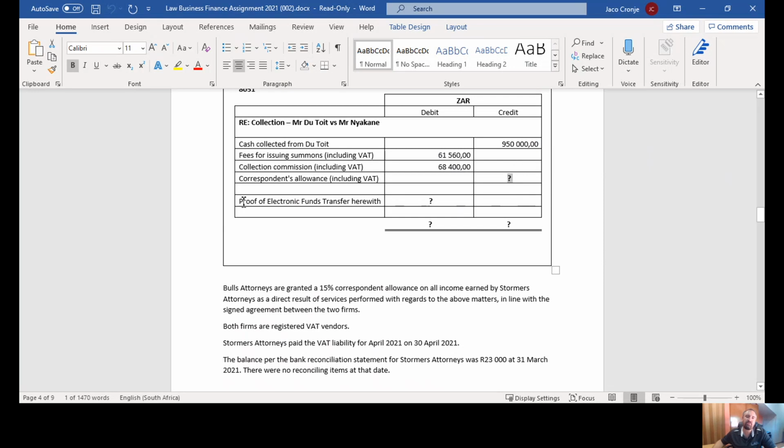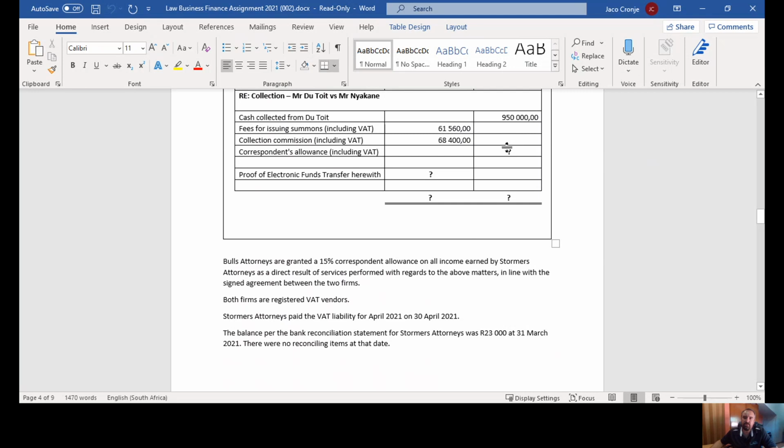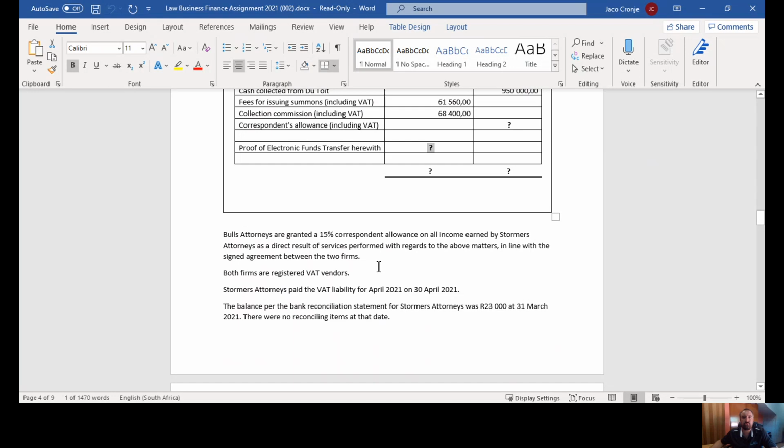And then again, here we have a proof of electronic fund transfer. So make a note, this is immediately a cash book transaction where you pay out the balance of the client's account to your corresponding or your instructing attorney. Okay, so it's a mouthful, but it's relatively simple. If you get those two question mark amounts right, then it should be relatively simple to do this. So let's just read through the rest of it.